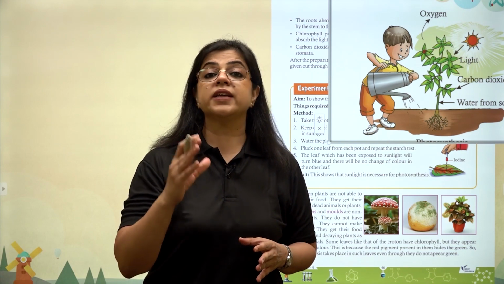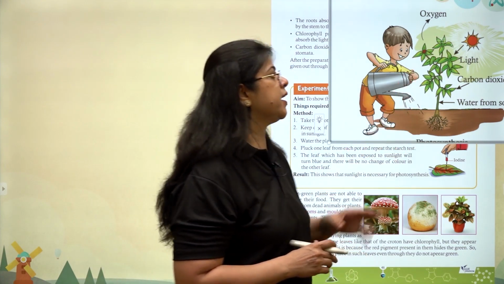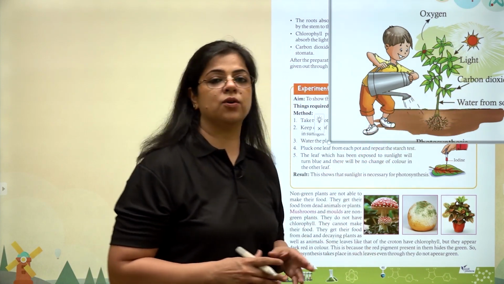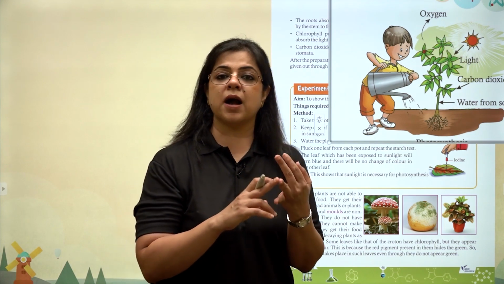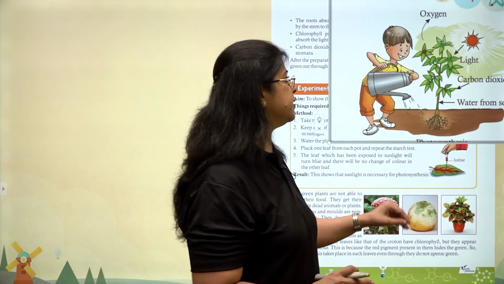Apart from sunlight, what else is needed? Water travels all the way up to the various leaves. Leaves absorb carbon dioxide. So together water, carbon dioxide and sunlight are used to manufacture food in the leaves.